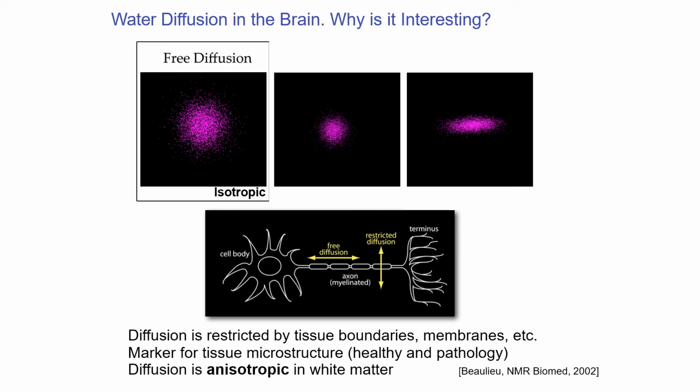But when you get to the tissue boundary, you have the membranes, the walls of the cells. It could be something pathological. Again, it could be a tumor. It could be whatever it is in the brain. Then the diffusion of water will be somewhat restricted. An example here is a neuron, the cell body. Water movement is relatively unrestricted in there.